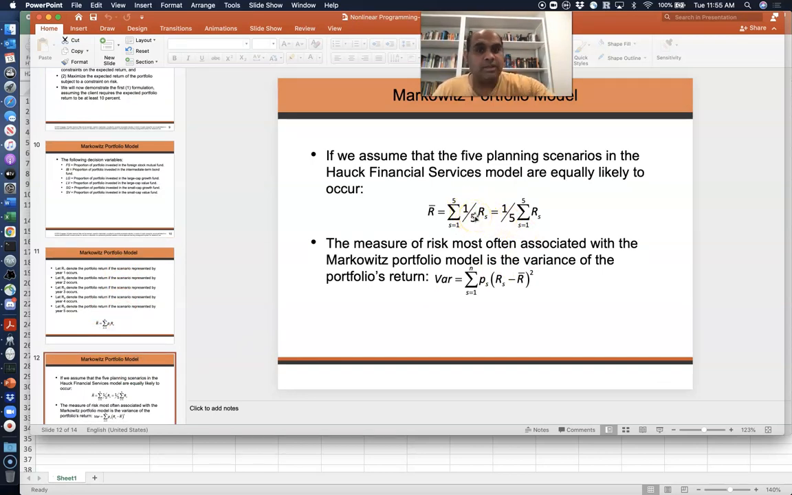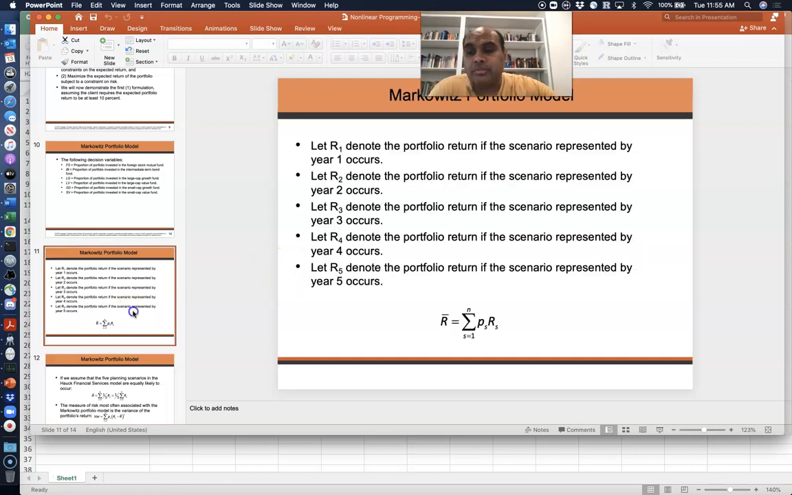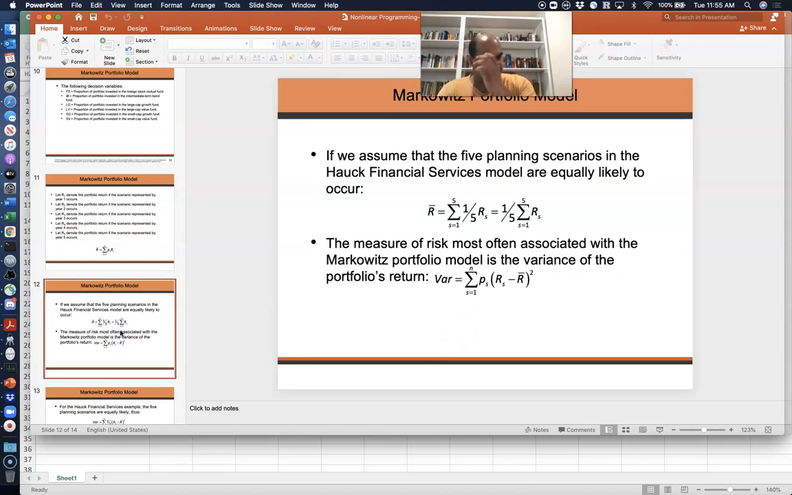So there are 5 different scenarios, 5 different years. So you can assume that each of them has a probability of 1 over 5, right? 20%, 20%, 20%. Or we can assume that they have different probabilities, in which case you multiply the probability with the return and add them up to get the expected return, right?